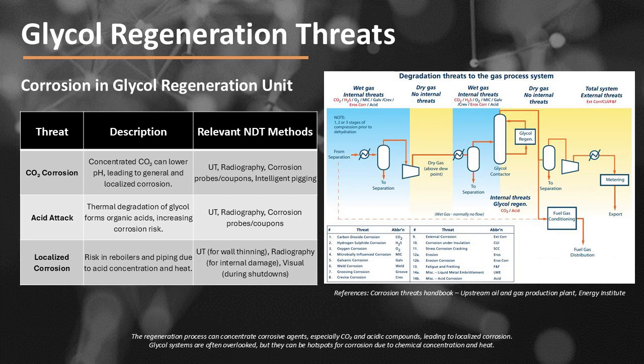Number 3 is localized corrosion threat, risk in reboilers and piping due to acid concentration and heat. Relevant NDT methods to detect localized corrosion: ultrasonic thickness test or UT for wall thinning, radiography for internal damage, and visual test during shutdowns. The regeneration process can concentrate corrosive agents, especially CO2 and acidic compounds, leading to localized corrosion. Glycol systems are often overlooked, but they can be hotspots for corrosion due to chemical concentration and heat.